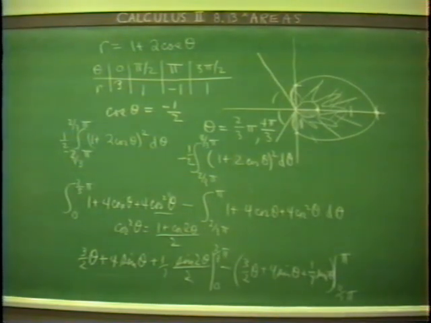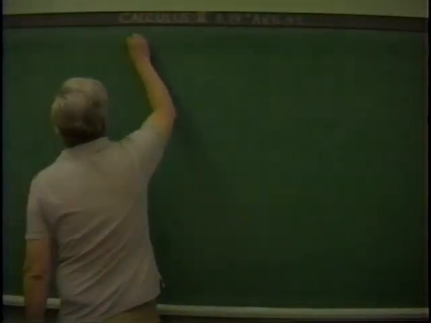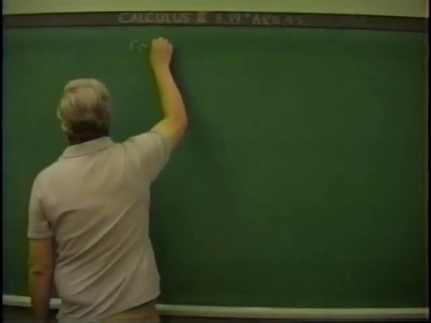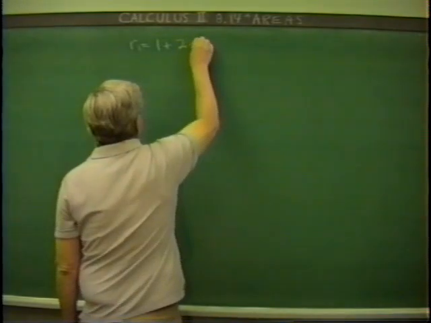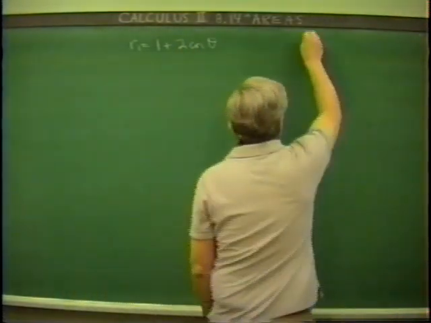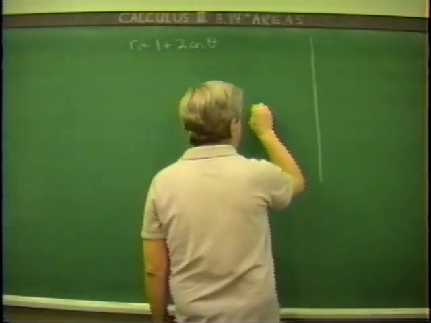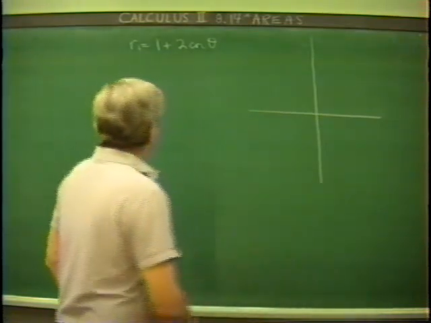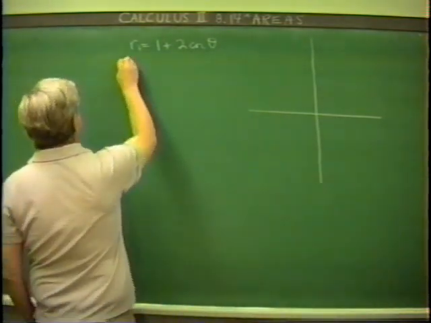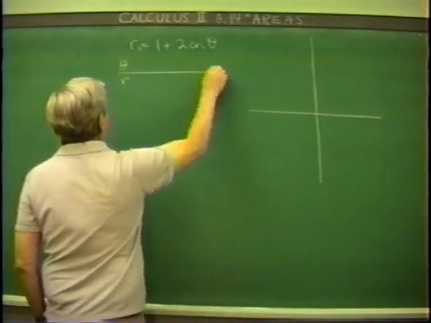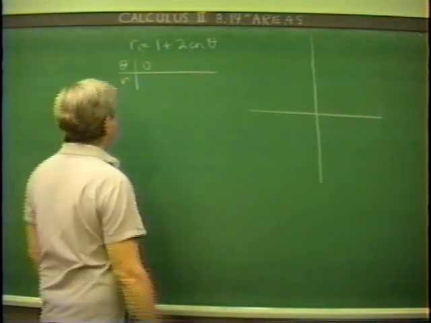Okay, so there's another example involving areas. Let's take a look at another example. Let's let R1 be 1 plus 2 cosine theta. Let's take a look at the graph of this.